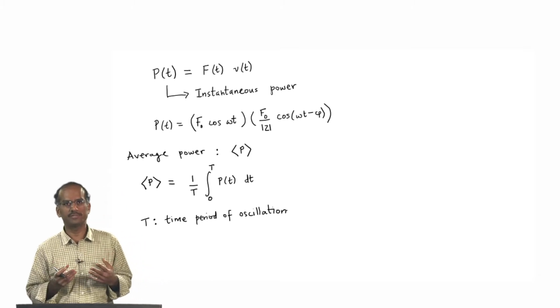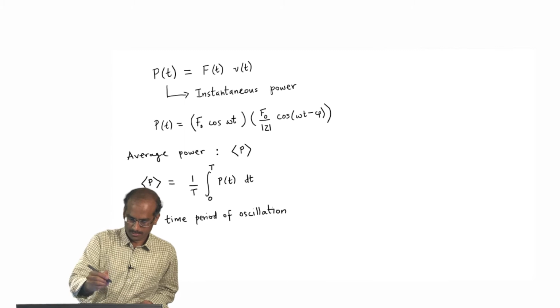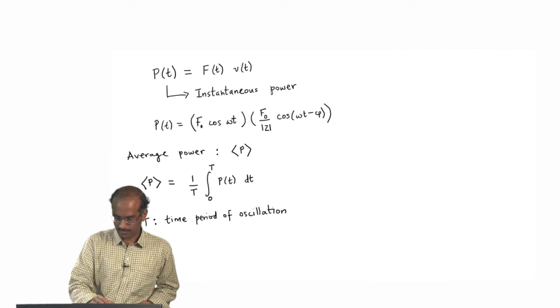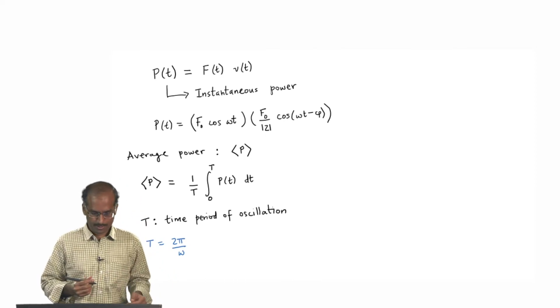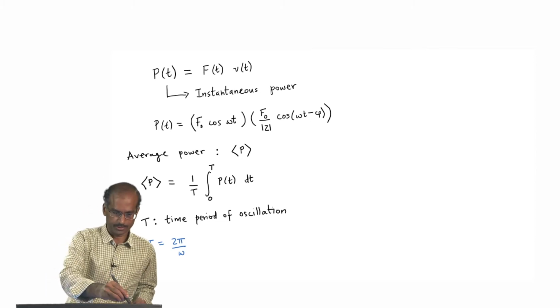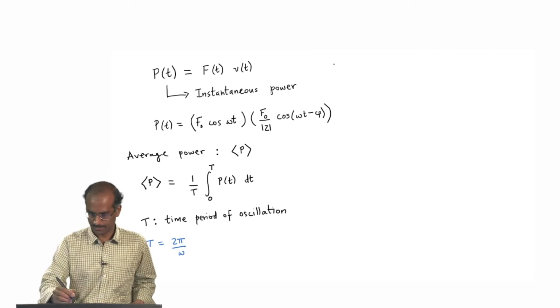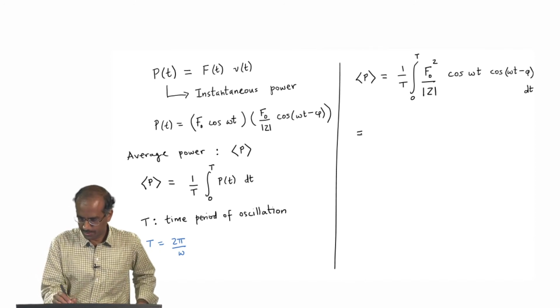And remember that in steady state, the angular frequency is omega, which is the frequency of forcing. Hence, this capital T should be equal to 2 pi by omega. So, now we have the problem set up. We just need to do one integral to be able to calculate this average P. And of course, this integral is not too difficult to do.